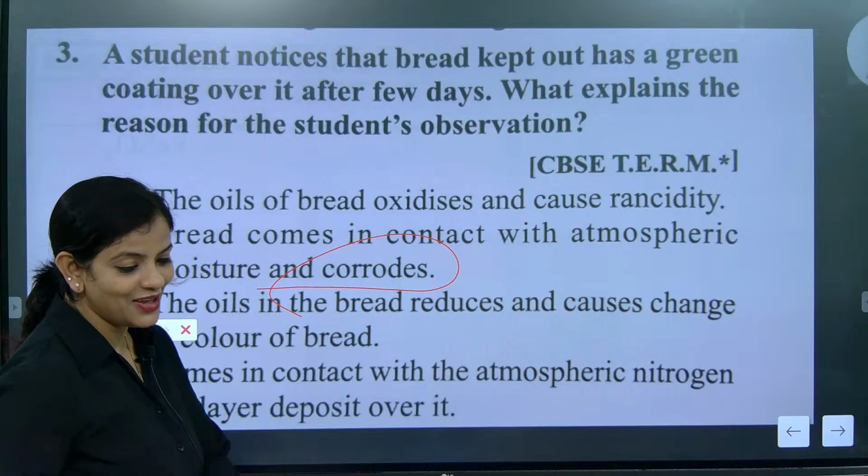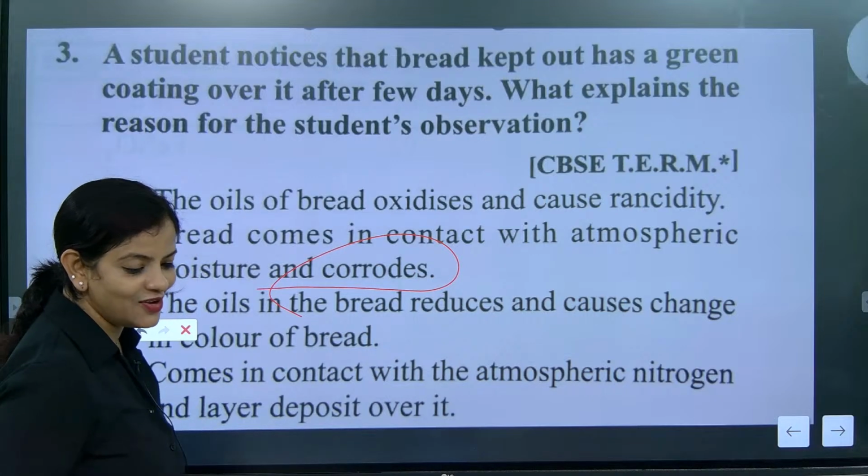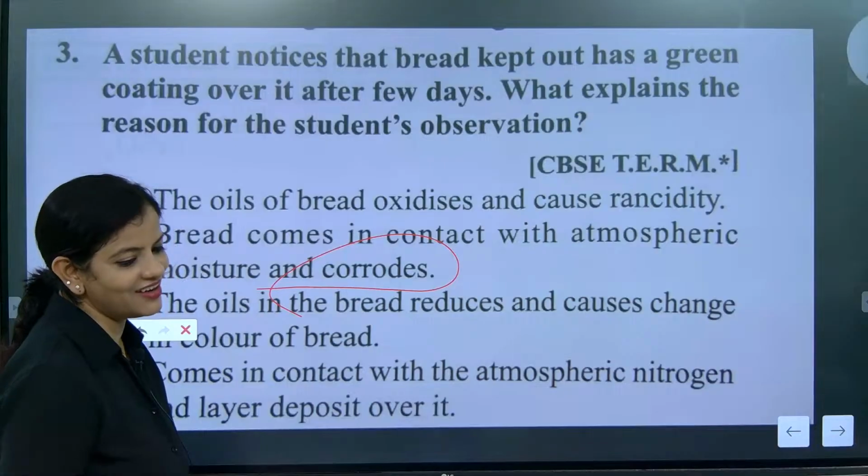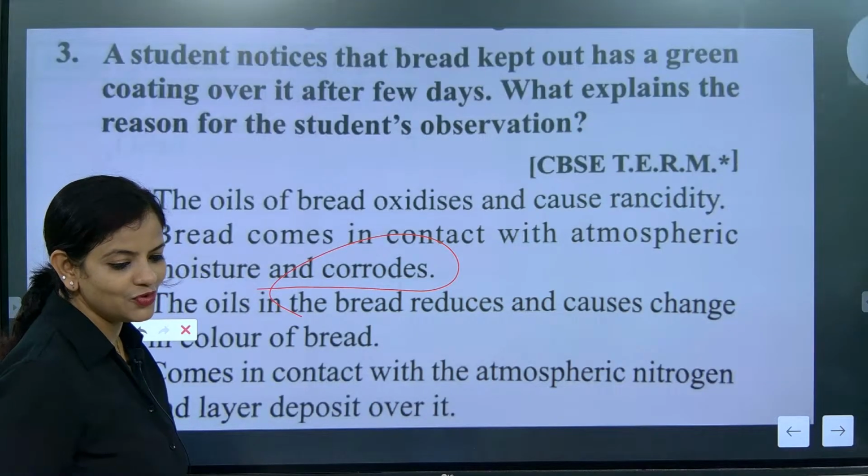I kept my leg very safe and standing on something. I just did jugaad and I'm just trying myself to be okay.